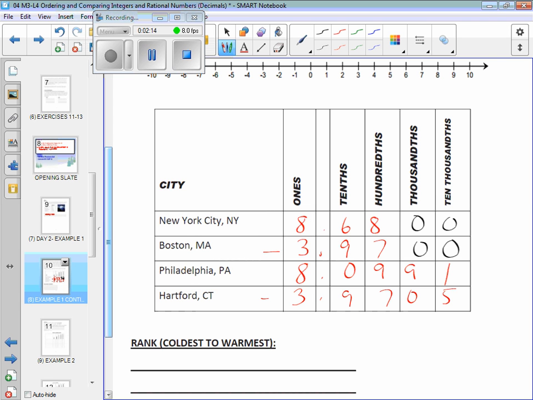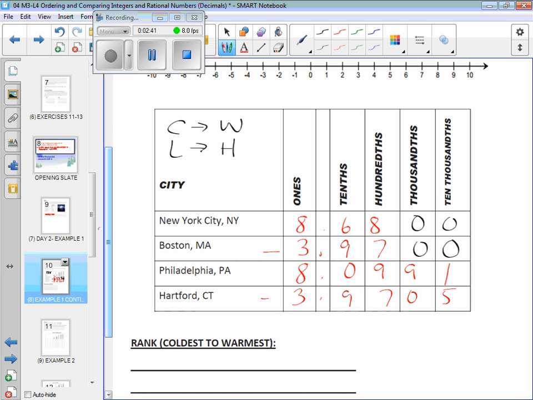Right. Go back and revisit the question and say, okay, well, what do you guys want? Do you want low to high or high to low? Coldest to warmest is what they're asking, right? So I'll put coldest to warmest, but also understand that's low to high, right? So we're looking for the lowest number first. All right, so right away, what two cities cannot be the lowest?